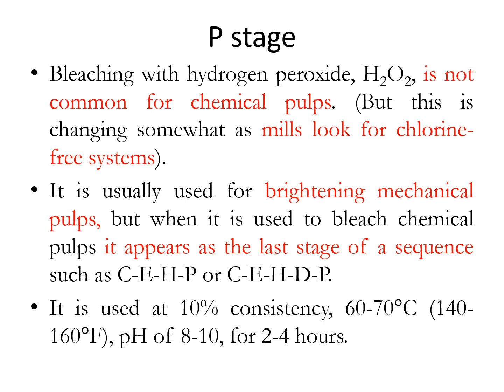Now talking about the P stage, or the peroxide stage. Bleaching with hydrogen peroxide, as we have already learned, is not common for chemical pulp. It is common for mechanical pulp actually. But the trend is changing as mills are looking for chlorine-free systems for chemical pulps too.